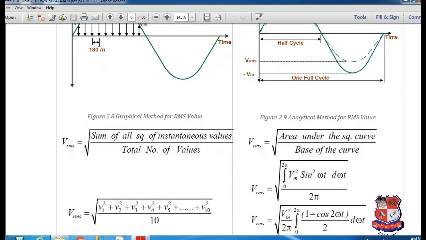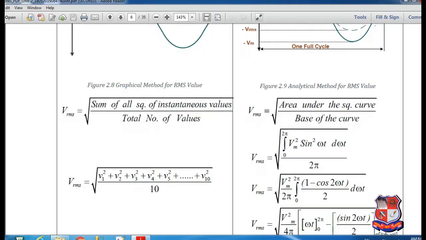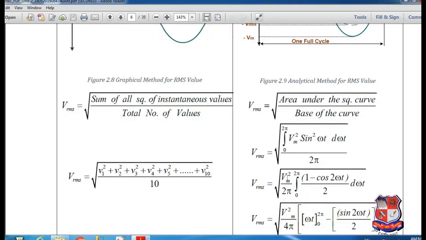Now the area under the square curve is indicated by the integral 0 to 2 pi Vm square sin square omega t d omega t, and here we take the base of the curve as 2 pi. If we go for further simplification and apply the limit, we get Vm square by 2 pi, integral 0 to 2 pi, 1 minus cos 2 omega t divided by 2 d omega t. That is the formula from mathematics: sin square omega t is equal to 1 minus cos 2 omega t divided by 2.